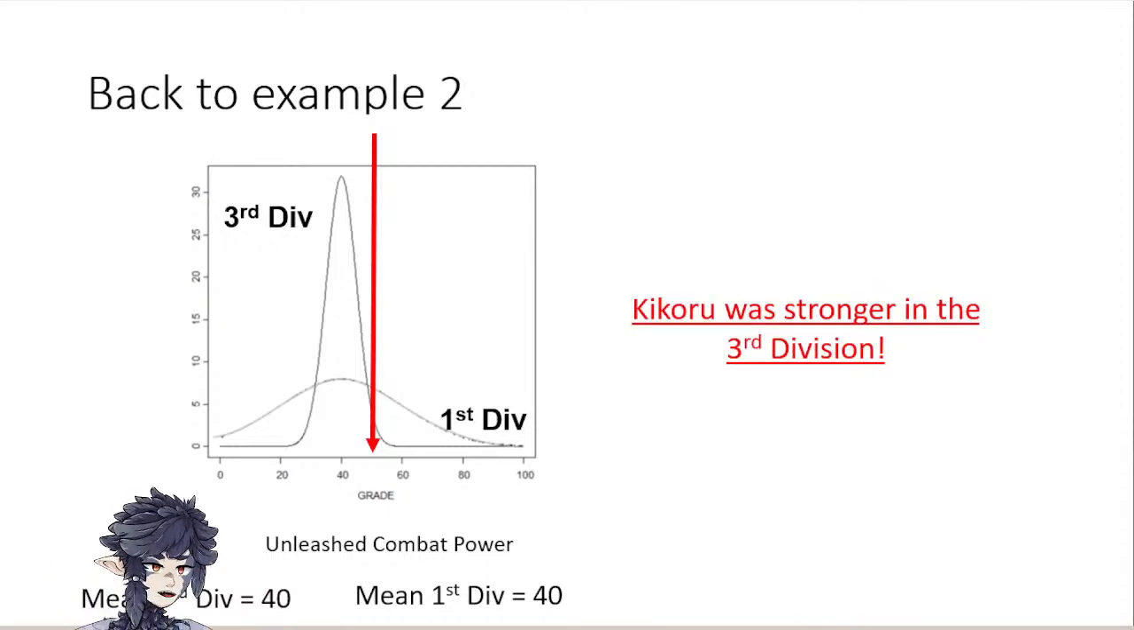So in this case, relative to the rest of the soldiers in her division, she stood out more and seemed stronger in the third division than in the first division. Not because she was 10 points above in both. The amount she was above the mean was the same in both, but because the variability is different, she's a lot stronger than most of the third division with that 10-point difference, but that 10-point difference only makes her a little above average in the first division. That's why we take variability into account.